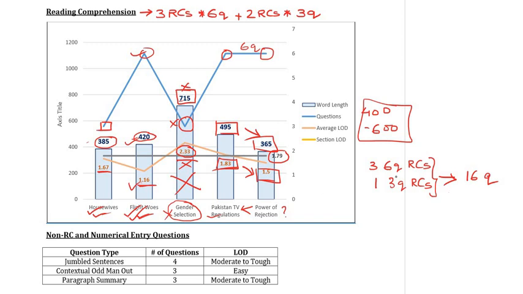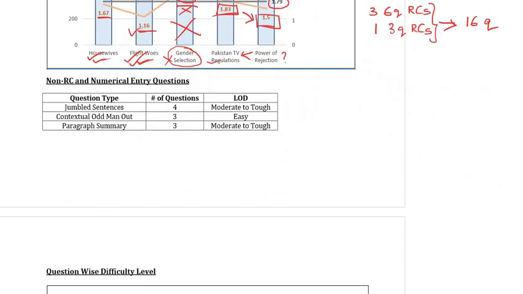Having looked at the RCs, now let's have a look at the non-RC questions. So within the non-RCs, if I look at the questions, the topics are fairly standard. 4 jumbled sentences, 3 contextual odd man out questions, and 3 para summaries, which has been followed across all the mocks. The contextual odd man out questions, as you know, always are a variant of jumbled sentences where you have 4 or 5 statements, you need to arrange them in a sequence and then identify the particular statement that does not fit into the group. So these are slightly trickier, but here they were purely easy.